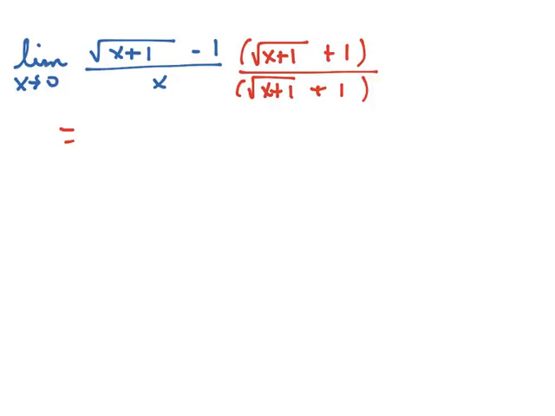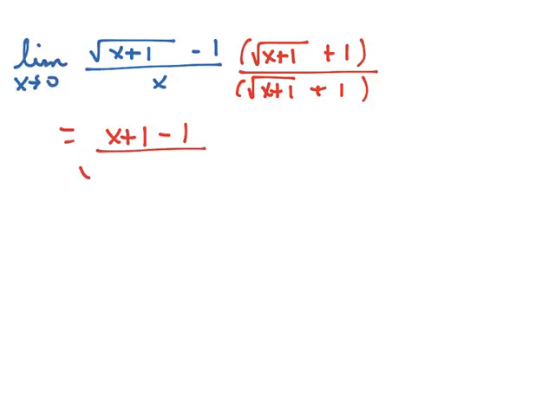So if we multiply this together, the square root of x plus 1 times the square root of x plus 1 is just going to be x plus 1. And then we're going to have the square root of x plus 1 times 1, minus the square root of x plus 1 times 1. And so those are going to cancel out. And then negative 1 times 1 is going to give us minus 1.